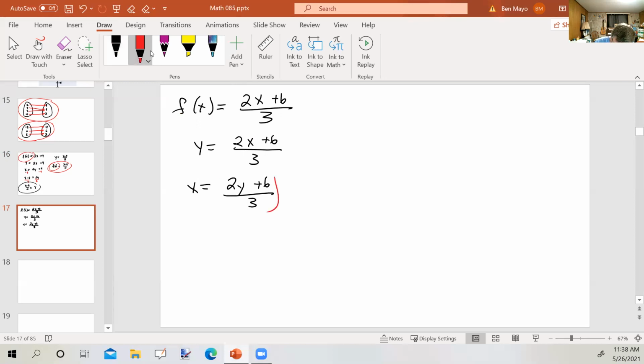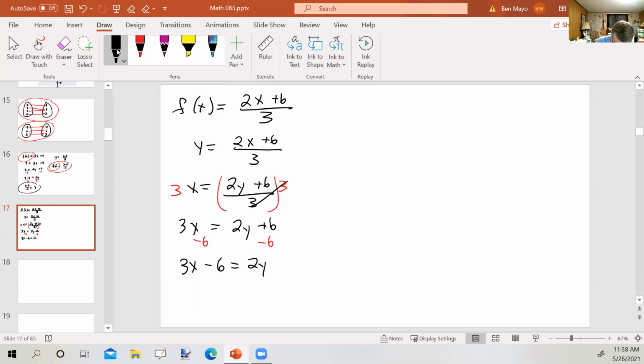To do that, I'm going to multiply both sides by 3. So I get 3x equals 2y plus 6. I'm going to subtract 6 from both sides. 3x minus 6 equals 2y. I'm going to divide both sides by 2. 3x minus 6 over 2 equals y. I'm going to rewrite it with y on the left side. And then step number 4, replace y with f inverse of x notation.